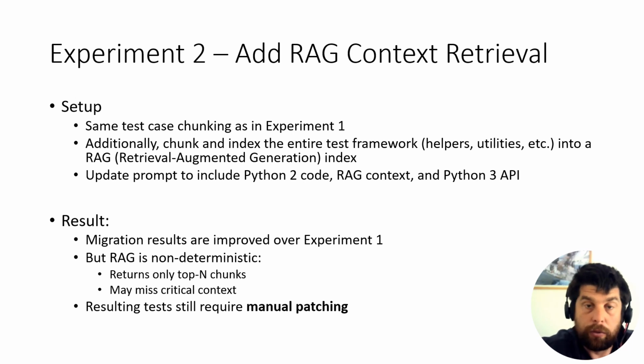In experiment 2, I did retrieval augmented generation, or RAG. Shortly, I indexed the entire test framework and gave the AI contextual chunks to help it reason better. This did improve the migration, but RAG has its flaws. It may miss essential pieces, making the result better, but still not production ready.